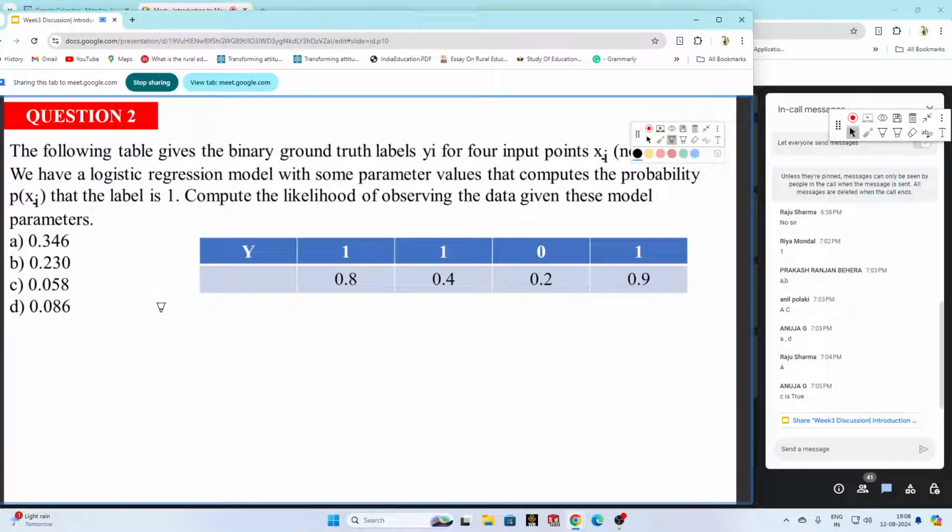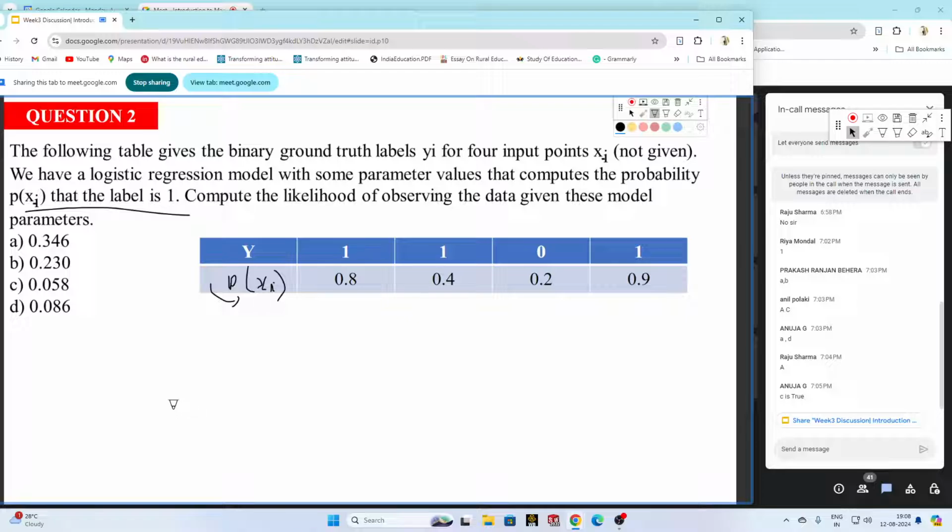Let's get into question number two. Here I think P(xi) is missing. The following table gives the binary ground truth yi for 4 inputs xi. We have a logistic regression model with some parameter values and compute the probability P(xi). So we have computed the probability. Compute the likelihood of observing the data given this model.